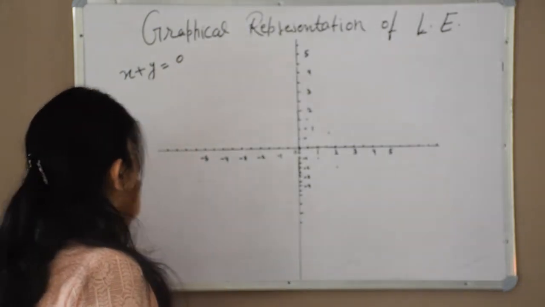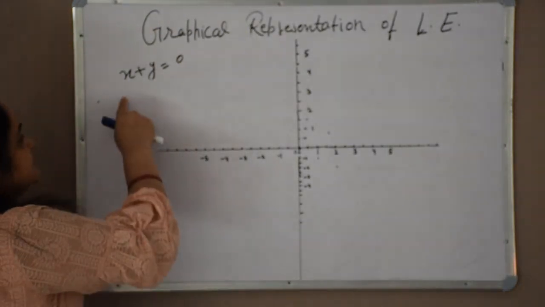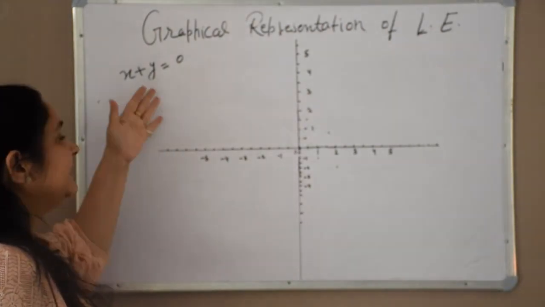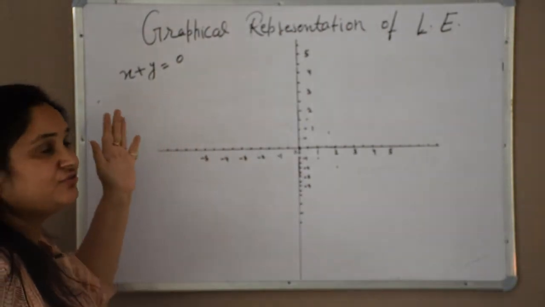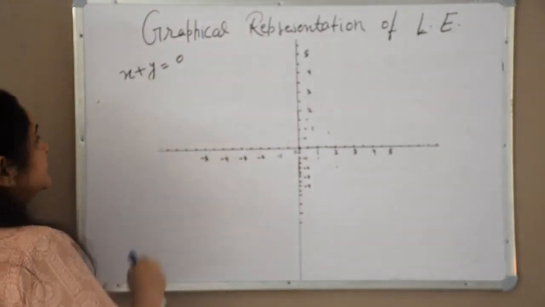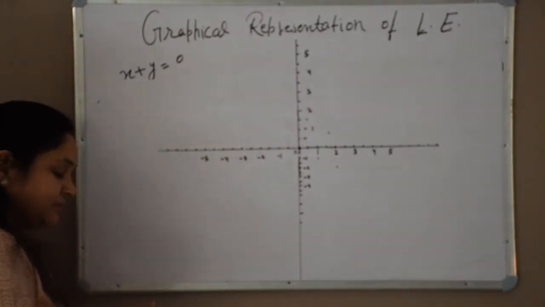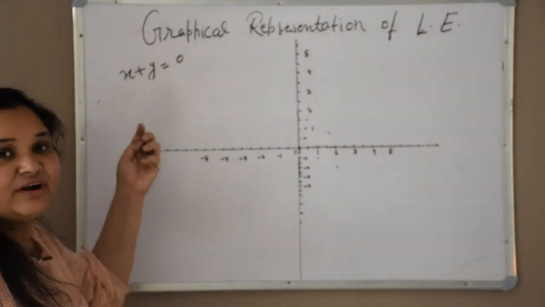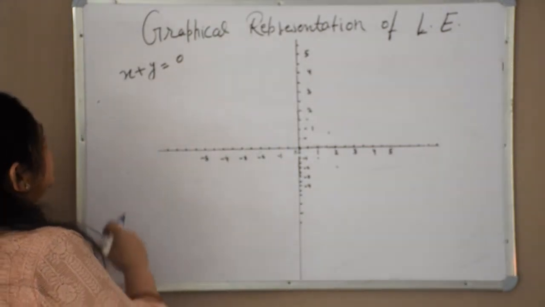Now we will take another example, that is x plus y is equal to 0. In this question we will not convert y in terms of x and x in terms of y. We will just keep it as it is, and I will show you. Then also we can find our ordered pairs very easily, and we can find our solutions in the same manner.